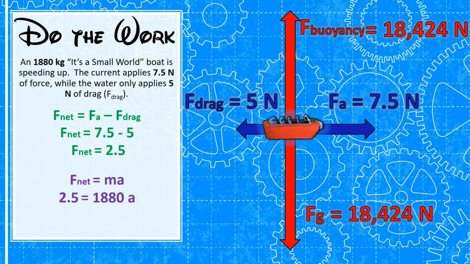My variable is A. What's happening to A? I'm multiplying, so I'm going to divide both sides by 1,880. My acceleration, very small, but safe for a kiddie ride. My acceleration is positive because I'm moving forward and speeding up. I know I'm accelerating and speeding up forward because my net force is pulling forward. The applied force is pushing, or the current is pushing with 2.5 newtons more than the water or drag is pulling back.